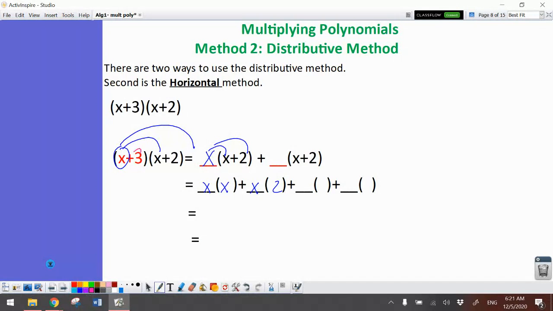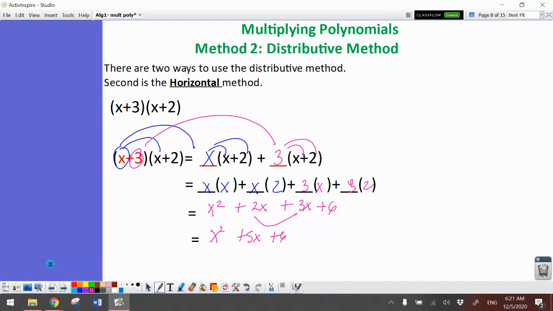The same thing happens if I take the 3. If I distribute it to both pieces in my parenthesis, I have 3 times the x and then 3 times the 2. So it's going to go here and here. So here's my x squared. There's a 2x, there's a 3x, and there's a 6. So I see that my x squared drops. I see these are like terms, and I'm done.